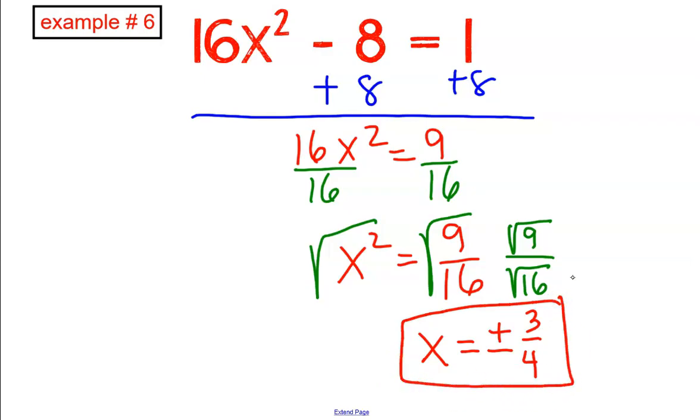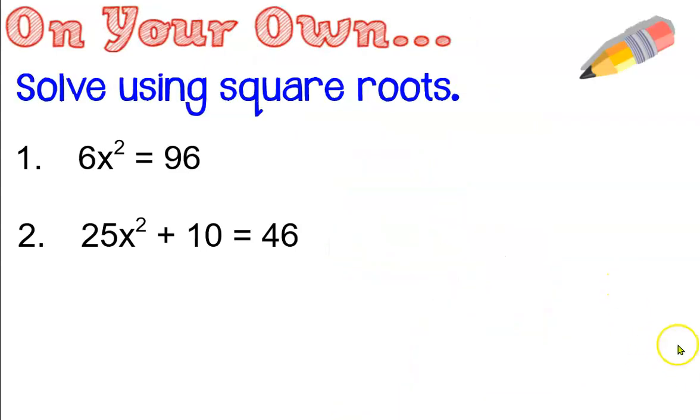Now, a decimal answer would also be acceptable, but we generally want you to keep it in fraction form because sometimes the fraction is not a perfect square, and we would leave it with this radical sign or this square root sign in our answer. We'll get to that in a minute. All right, I think it's time for you to give these two a try. Let's see how you do.